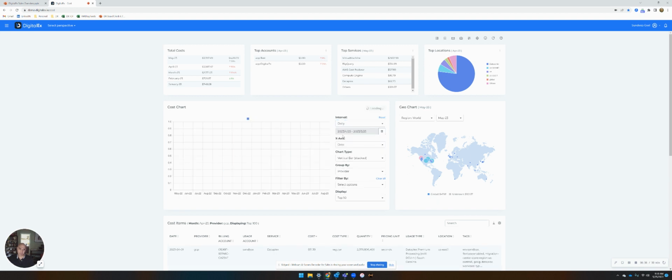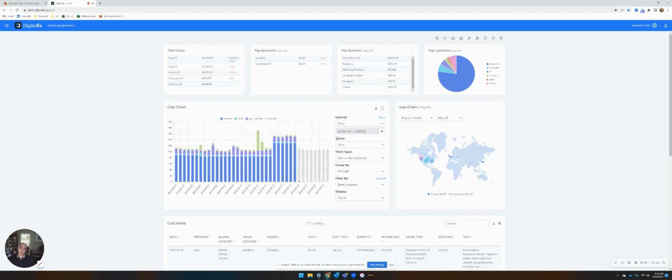All of these charts are modifiable. So if I wanted to look at spend daily instead of monthly, I could look at it that way. If I wanted to take Azure out and I want to take GCP out, I just want to look at AWS and VMware, I could look at that. So all of these charts are clickable, filterable, and gives you the data that you want to see in the context that you want to see it.